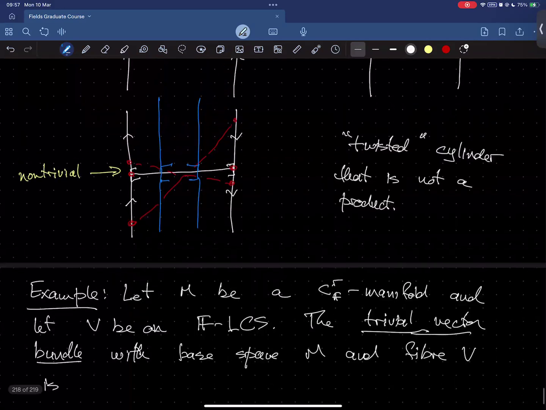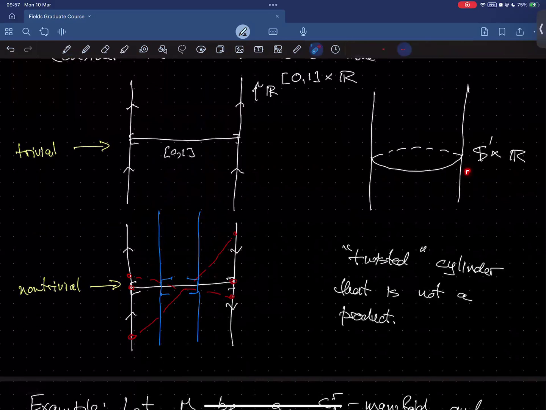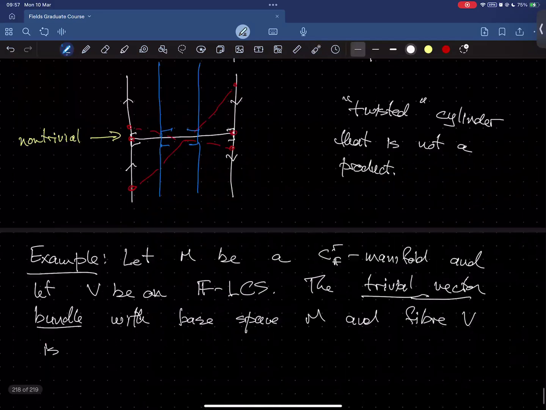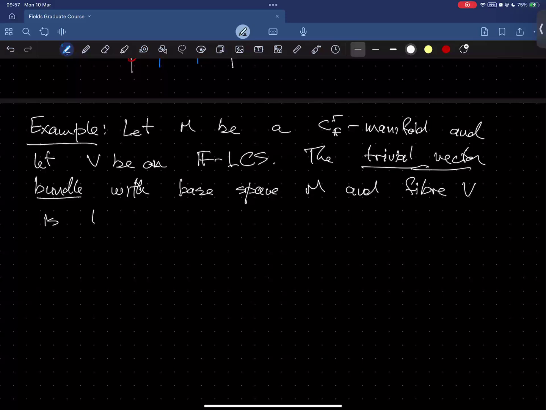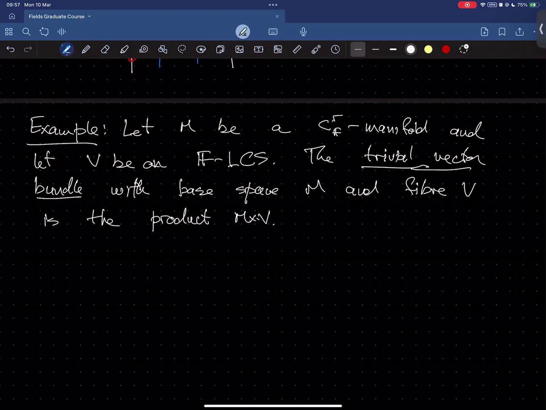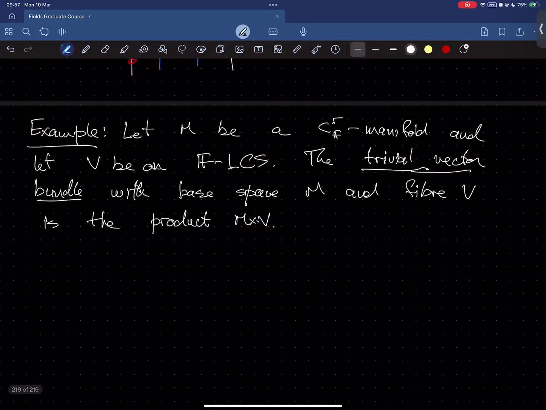So I told you here that trivial meant that it's a product. Okay, so now I'm just defining the thing to be a product. Okay, so what's the vector bundle structure? Just because I write this thing down like this, that does not tell me right off the bat what the vector bundle structure is. So I need to define the vector bundle structure.